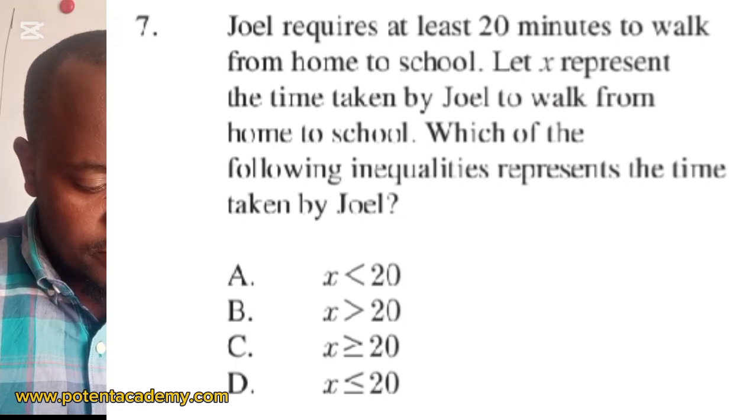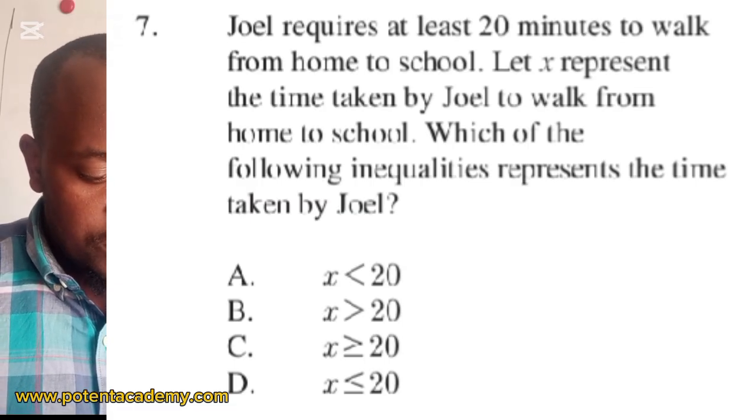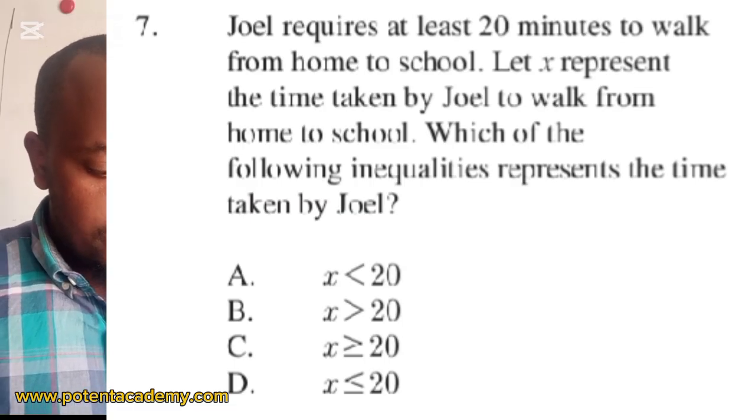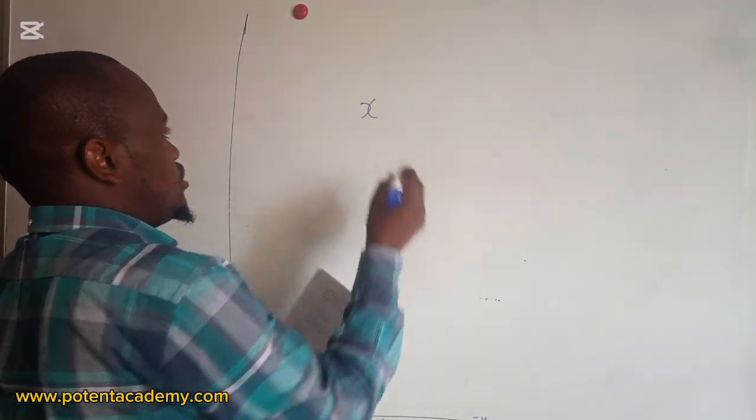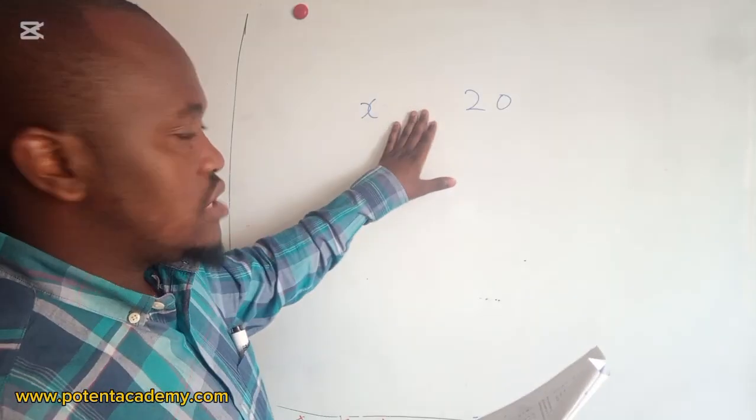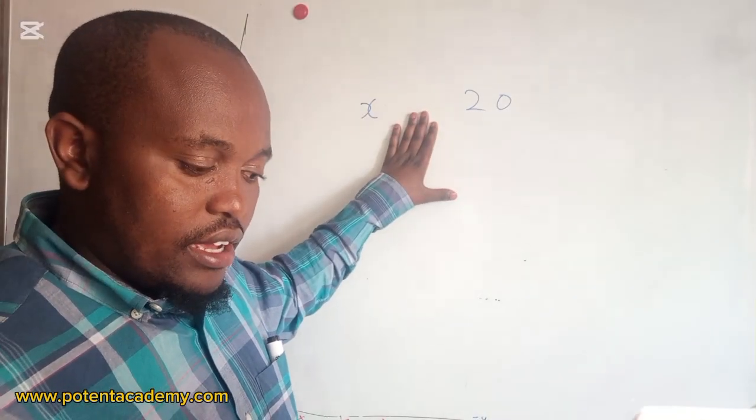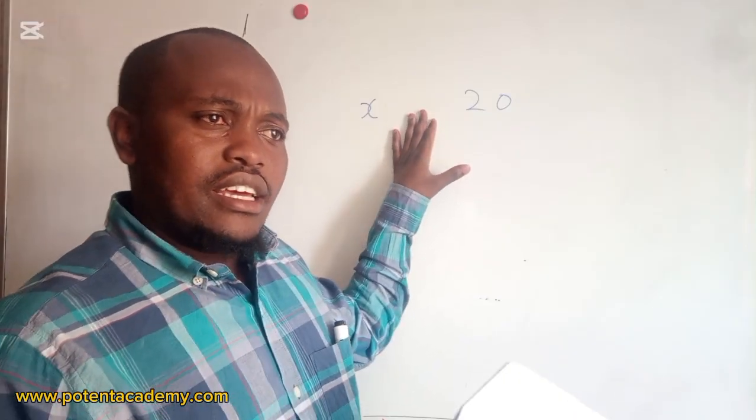Let x represent the time taken by Joel to walk from home to school. Which of the following inequalities represent the time taken by Joel? So we are told x is the time Joel takes, and there is a 20 there. So you need to use an inequality sign here. It says "at least". What do you think?